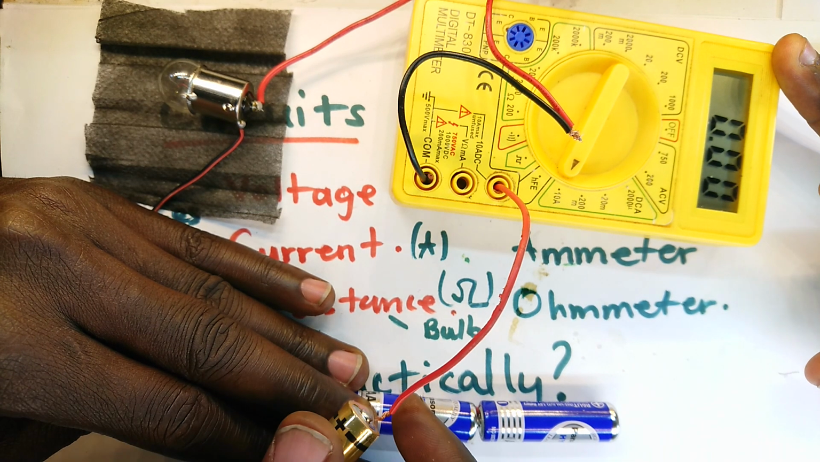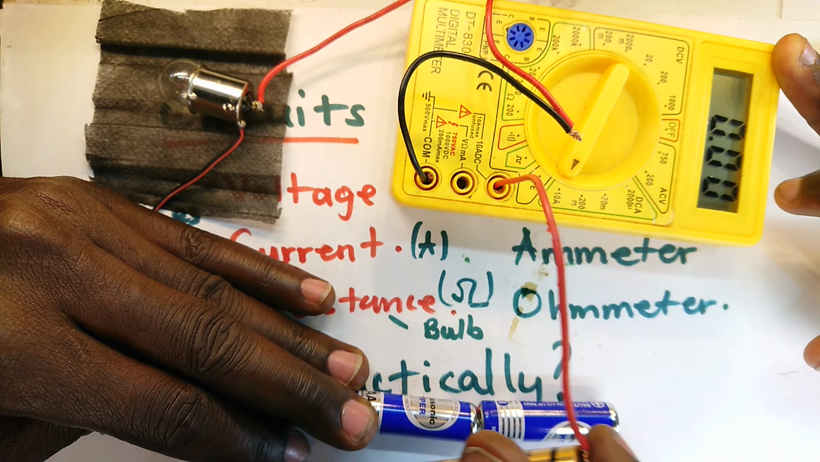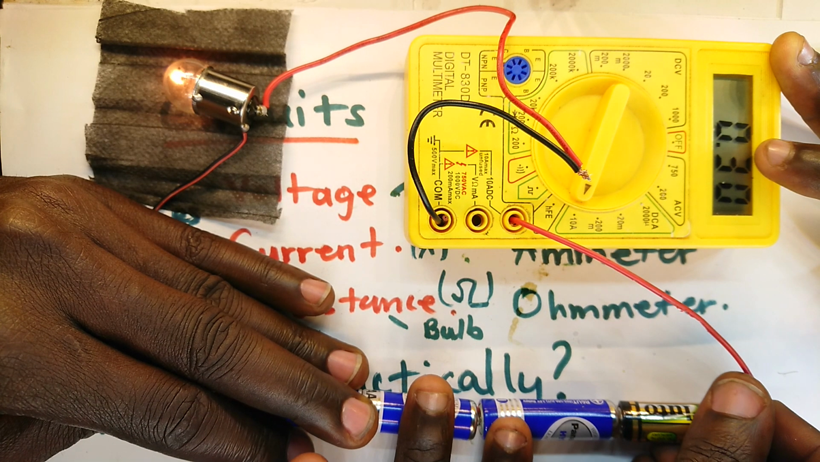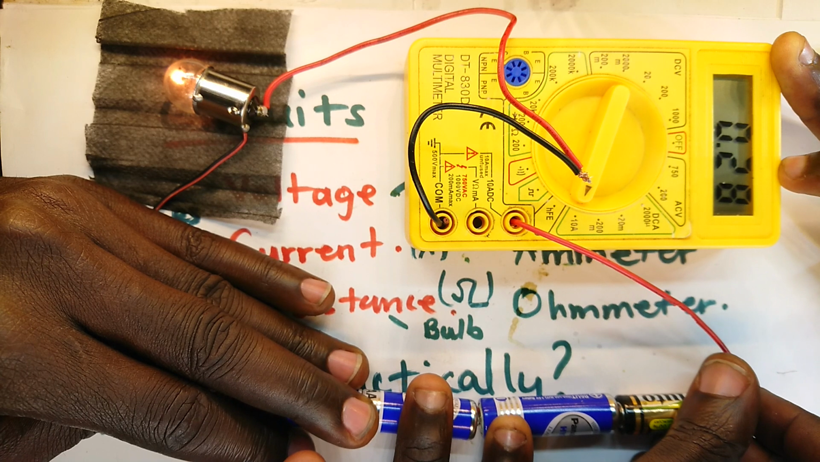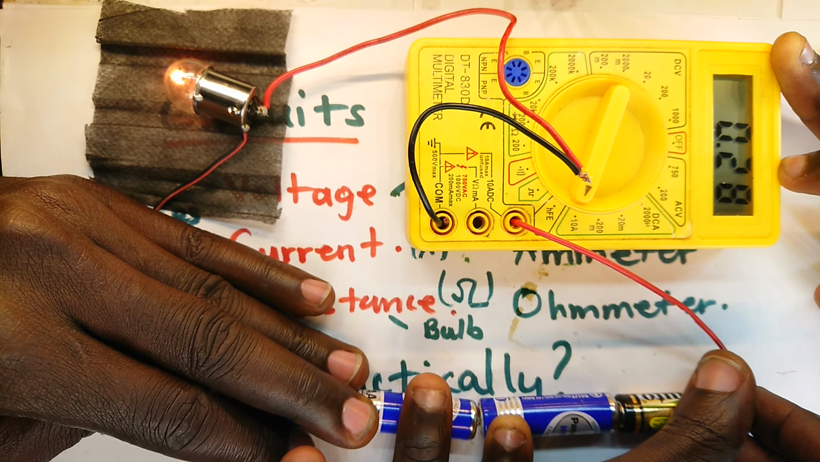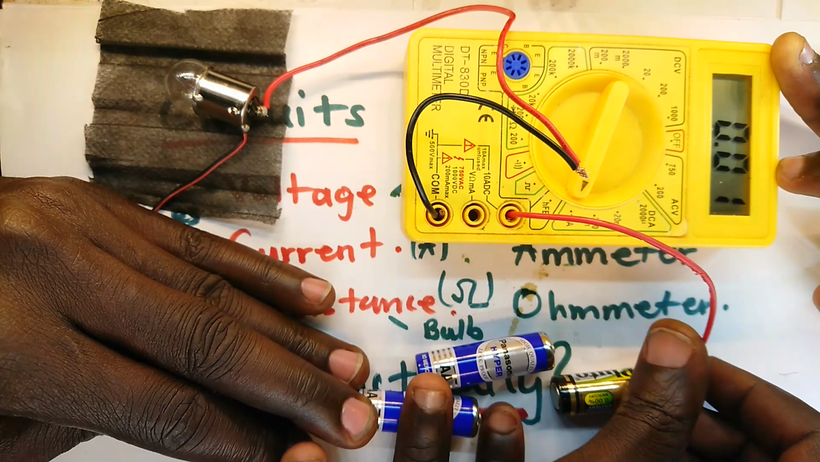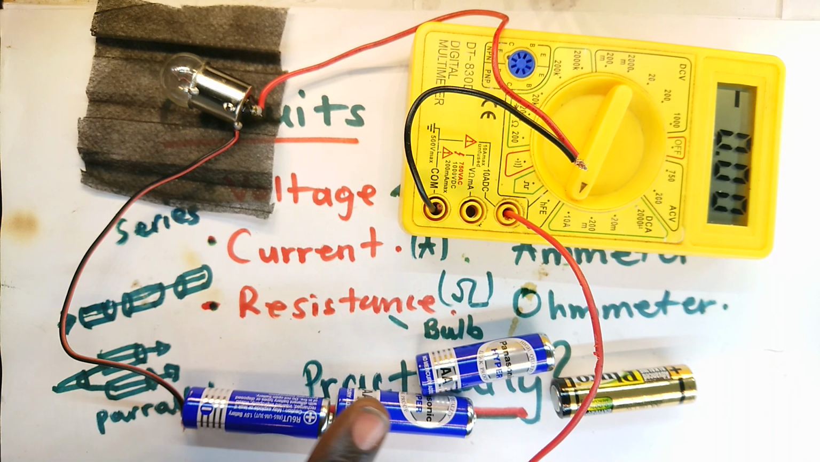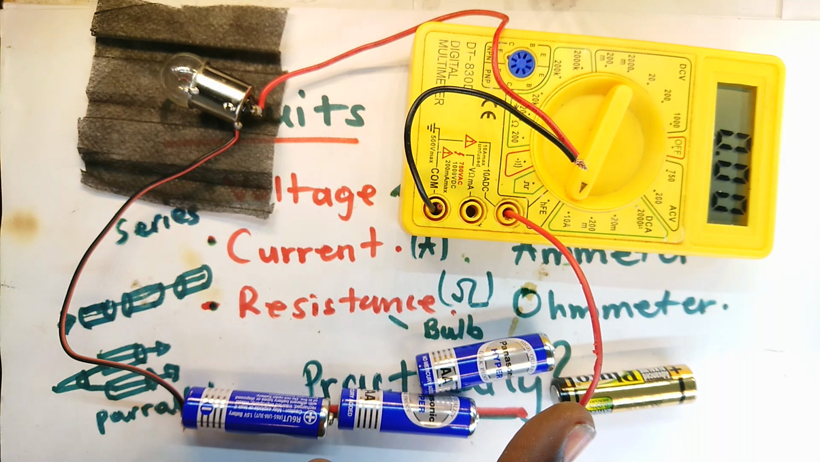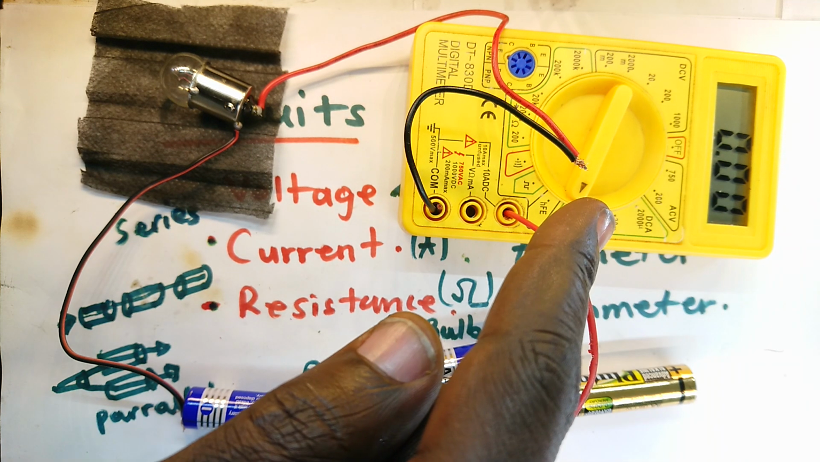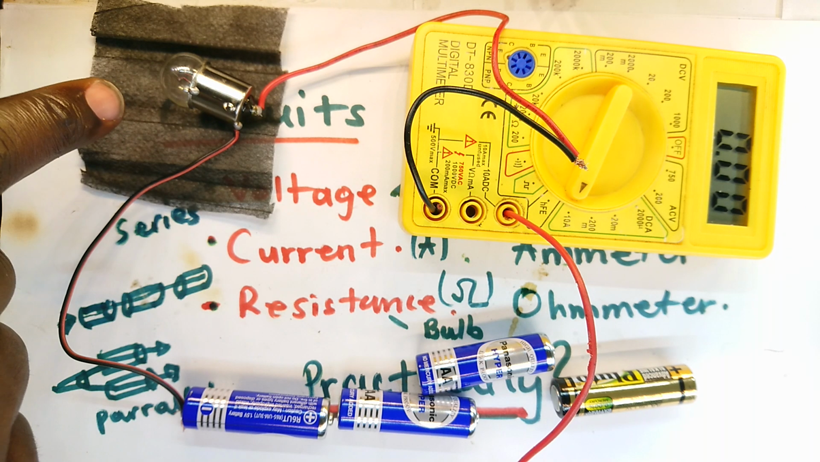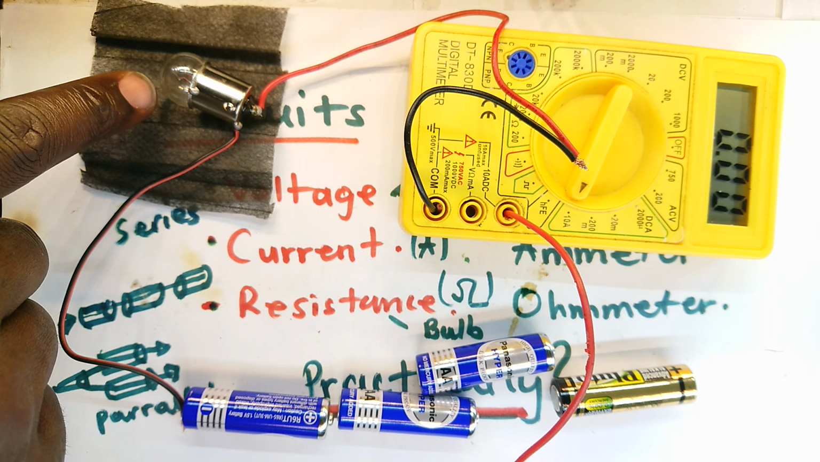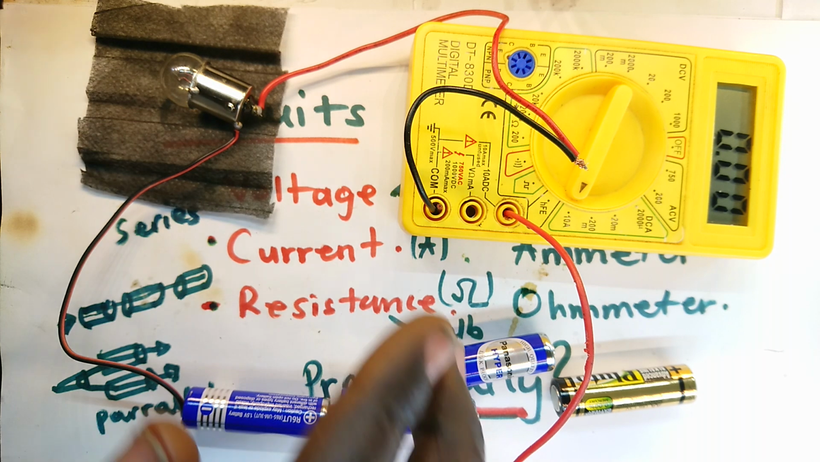4 cells. Will I still be able to hold them with one hand? Right. The current jumps up to 0.28. So that's to show you that whenever you increase the voltage, the amount of current increases, and the amount of work done by the moving current increases. So we get more brightness.